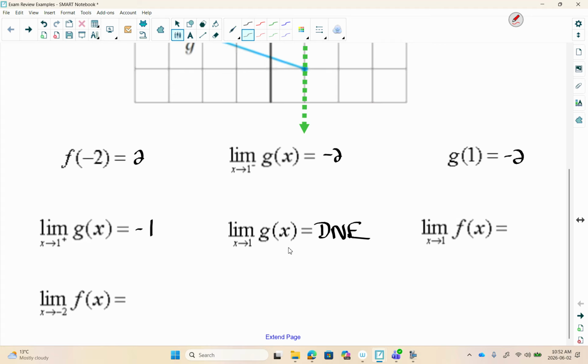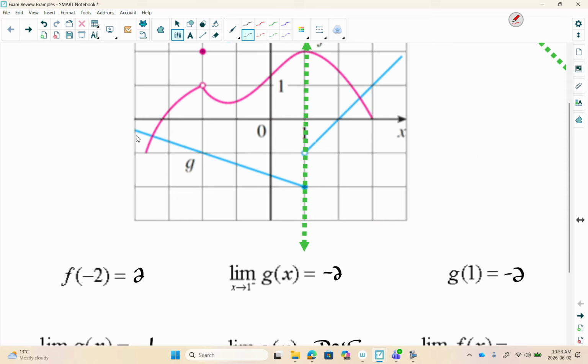A limit only exists if you arrive at the same height from the left and the right. So look at it. From the left, I arrive at a height of -2. From the right, I arrive at a height of -1. It's not the same answer. It's not the same y value. Cool? Therefore, the limit doesn't exist.